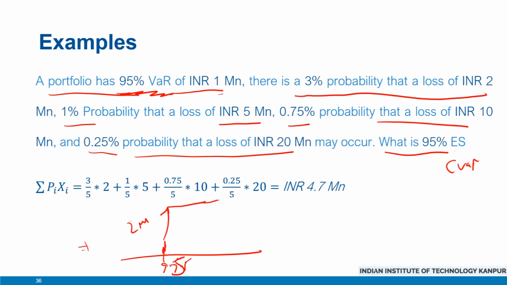So this is 95%, sorry. So this is 3%. That means 95 to 98, there is a 2 million loss. We are assuming a uniform kind of distribution because these are discrete observations.